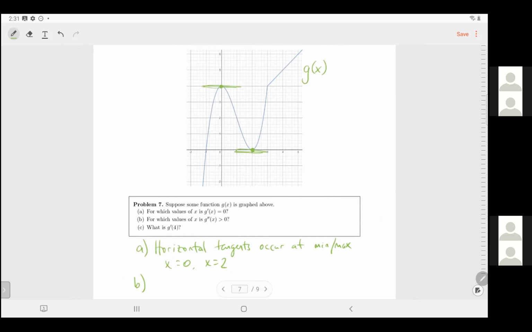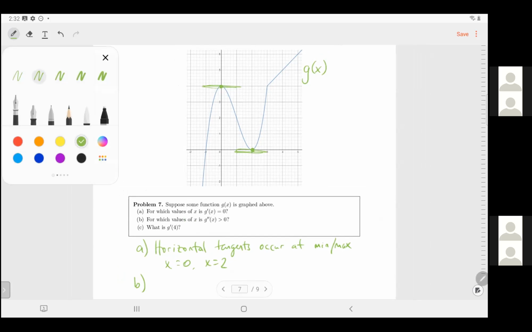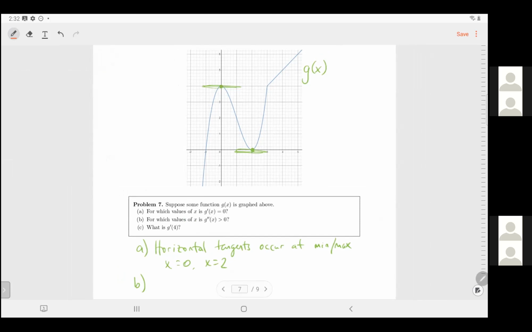A more interesting question. How about the second derivative? Where is the second derivative positive? This one's a little harder. Let me pick some points and ask you about them. How about that? So is the second derivative positive here at the max value? Or is it negative, or is it 0 at that red point?